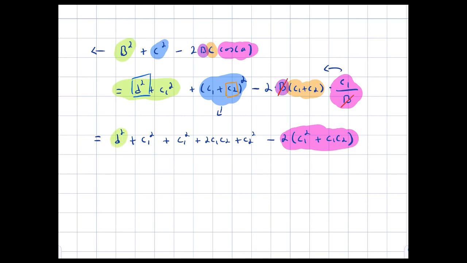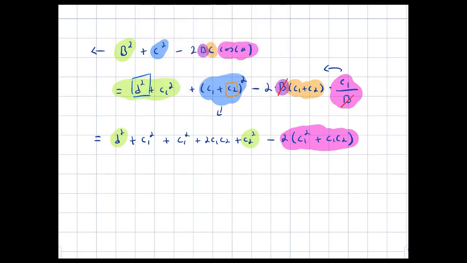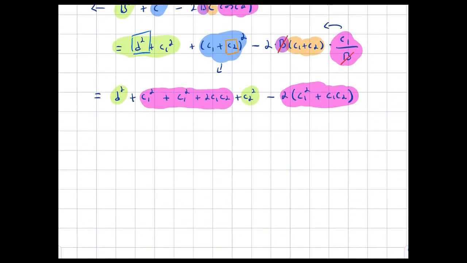Let me actually, that's a good idea. I'm going to put in green the stuff that I don't want to cancel, the stuff that I want to be left over, and then I'll put in pink the stuff that I want to eliminate, that I want to get canceled out at the end of this. To keep this organized, let me move this non-canceling stuff over here, separated from the rest, and I'll bracket that off.